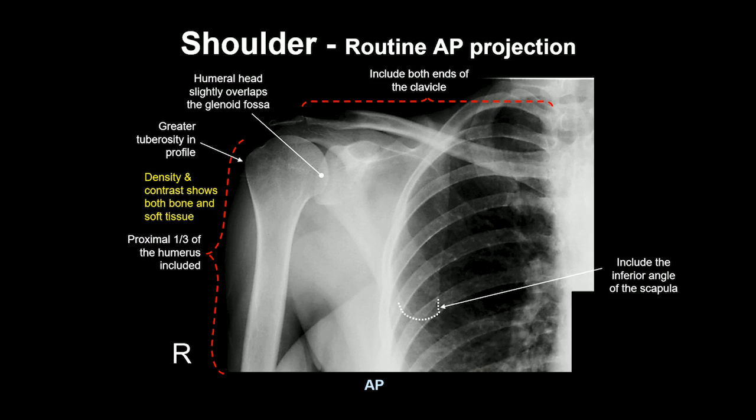Moving on to the shoulder. For the AP routine projection, include both ends of the clavicle, and then the humeral head will slightly overlap the glenoid fossa, and the greater tuberosity should be in profile. You should include approximately a third of the humerus, as well as the inferior angle of the scapula. Again, the density and contrast should show both bone and soft tissue.